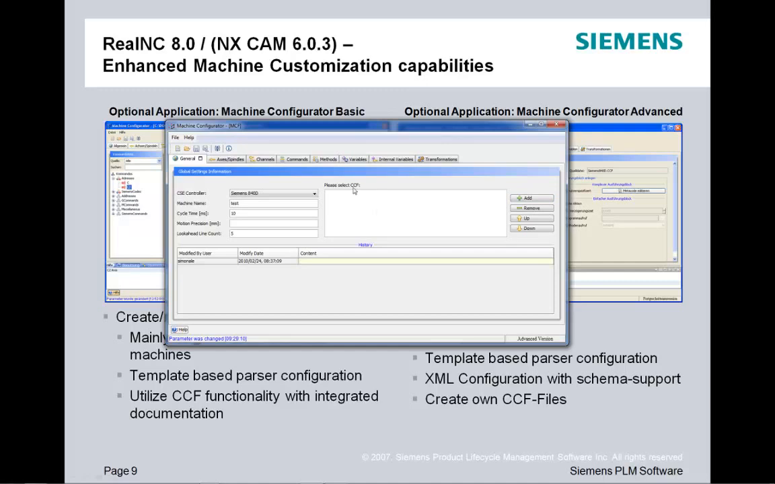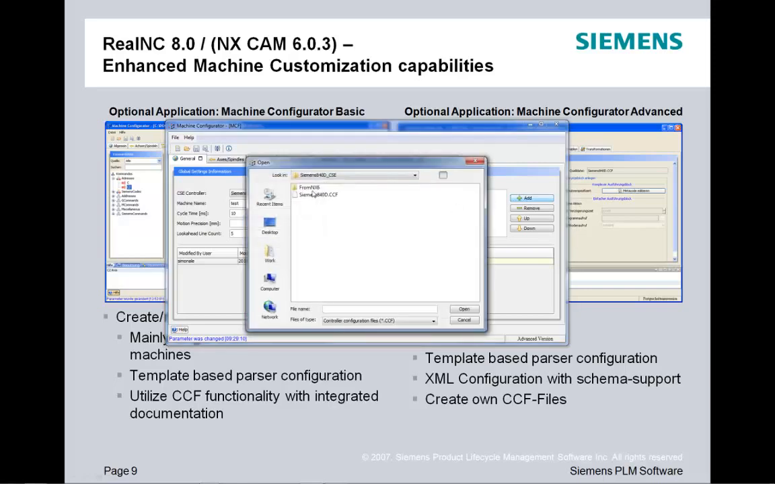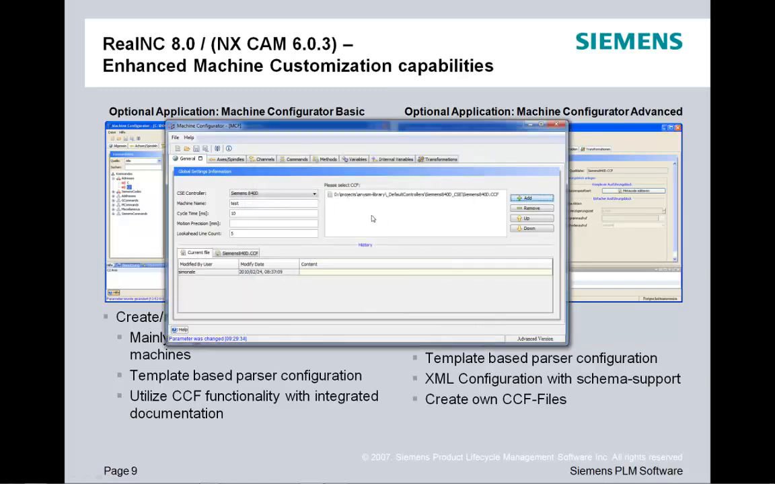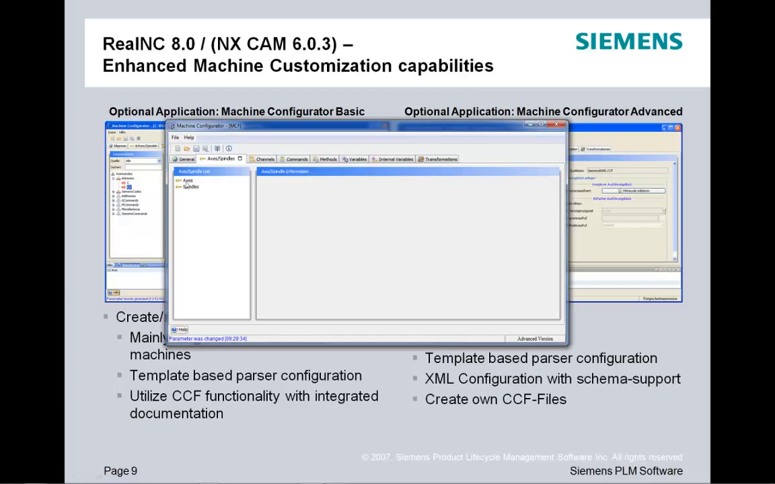And a controller configuration file is kind of a library of reusable functionality that you can reuse. With NX, we ship a couple of CCF files for common controllers like the 840D, the FANUC controller, or the Heidenhain controller, but you can also create your own ones or extend the existing ones. So I've just, for example, used the 840D one.